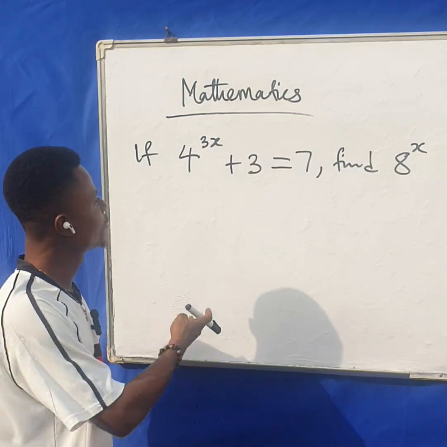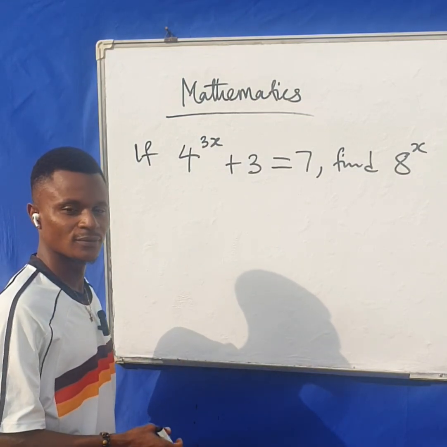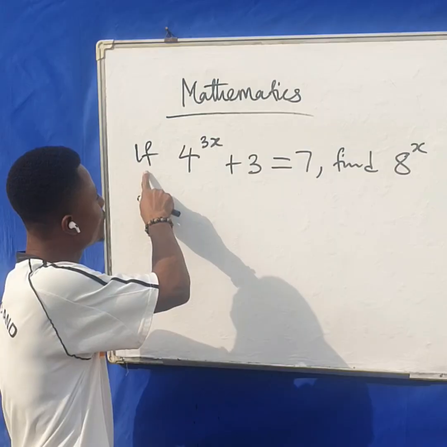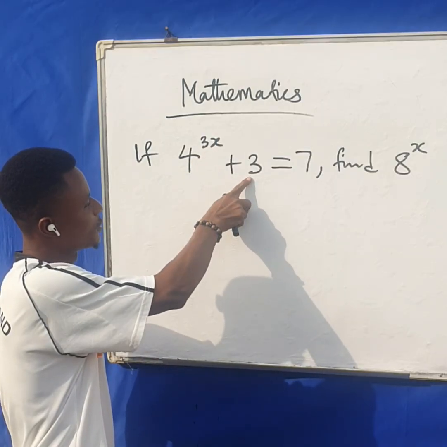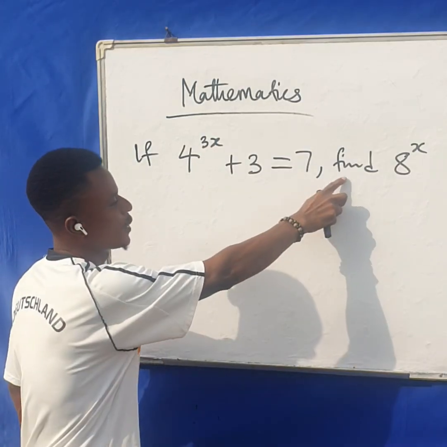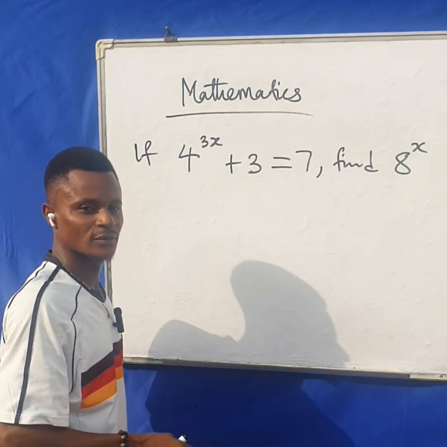Let me show you how to solve this math question on the board. The question says, if 4 raised to the power of 3x plus 3 is equal to 7, find 8 raised to the power of x.